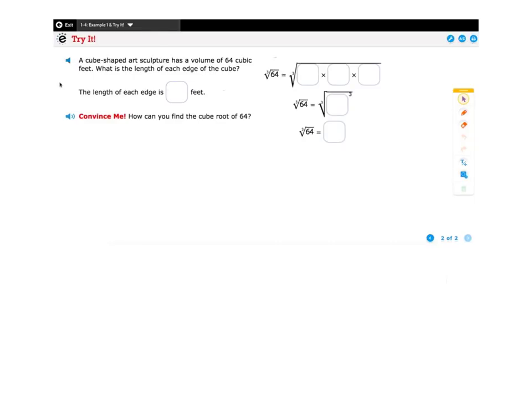A cube-shaped art sculpture has a volume of 64 cubic feet. What is the length of each edge of the cube?